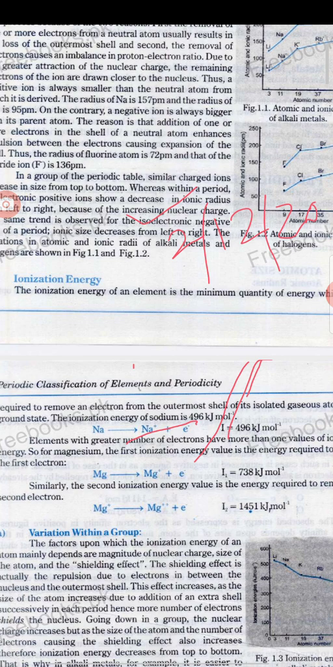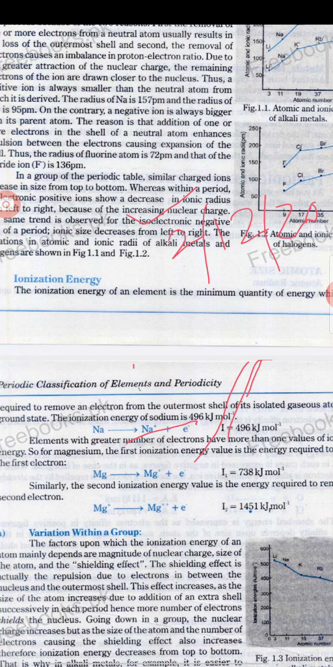Variation within the group: the factors upon which the ionization energy of an atom mainly depends are the magnitude of the nuclear charge, the size of the atom, and the shielding effect. The shielding effect, or screening effect, is actually the repulsion due to electrons in between the nucleus and the outermost shell. This effect increases as the size of the atom increases, due to the addition of extra shells down the group.